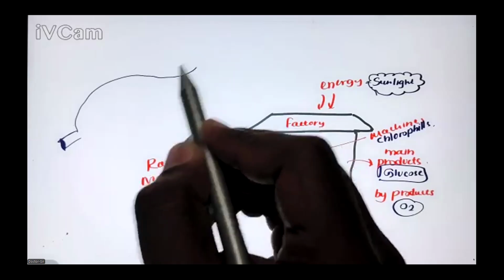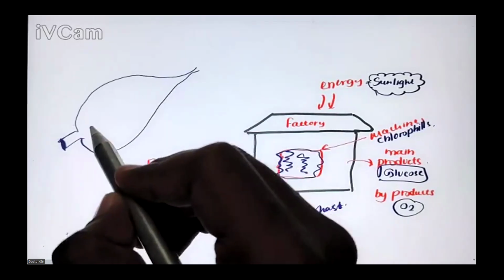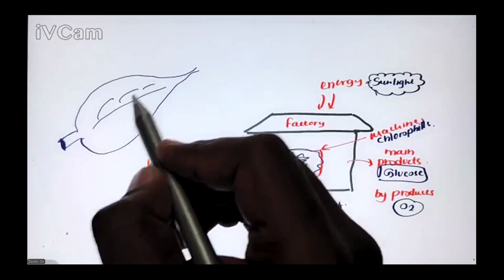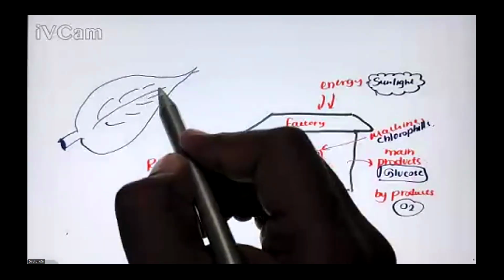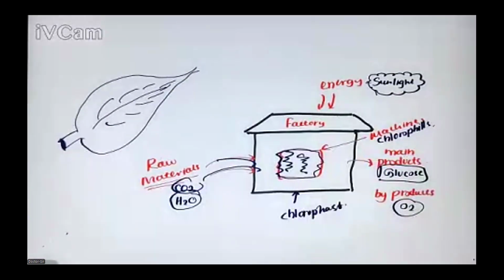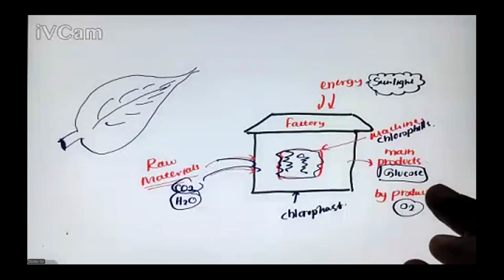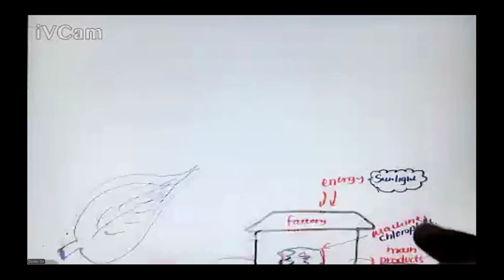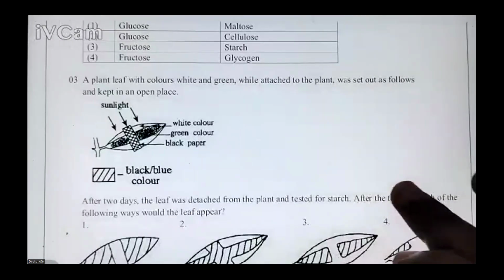If you consider a leaf, one leaf has cells. Those cells will do these things, photosynthesis, in this way, right? This is my small factory. These small factories are present in all plants.